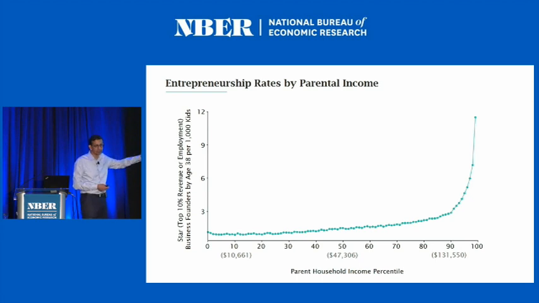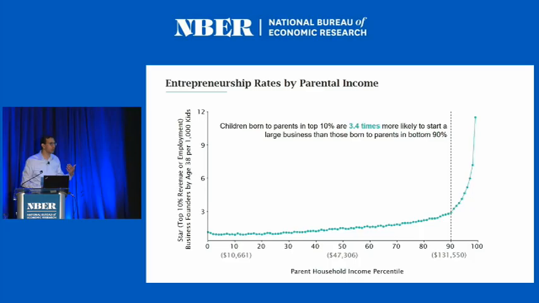There are 100 dots here, one for each parental income percentile, and we're just plotting, using panel data, the probability that you go on to start a successful firm. You can see there's a sharp upward sloping convex relationship here, such that kids born to parents in the top income decile are about 3.4 times more likely to start a large business than those born to parents in the bottom 90%.